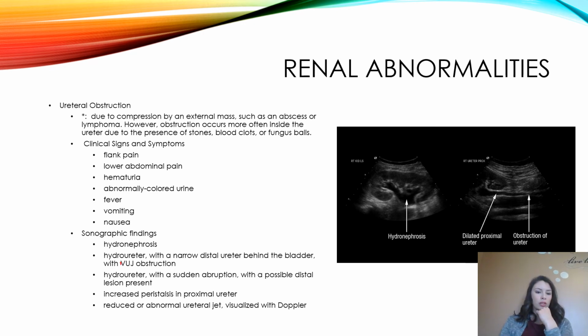It should be UVJ. The hydroureter with a sudden abruptness and a possible distal lesion is present. Increased peristalsis in the proximal ureter and reduced or abnormal ureteral jet visualized with Doppler.